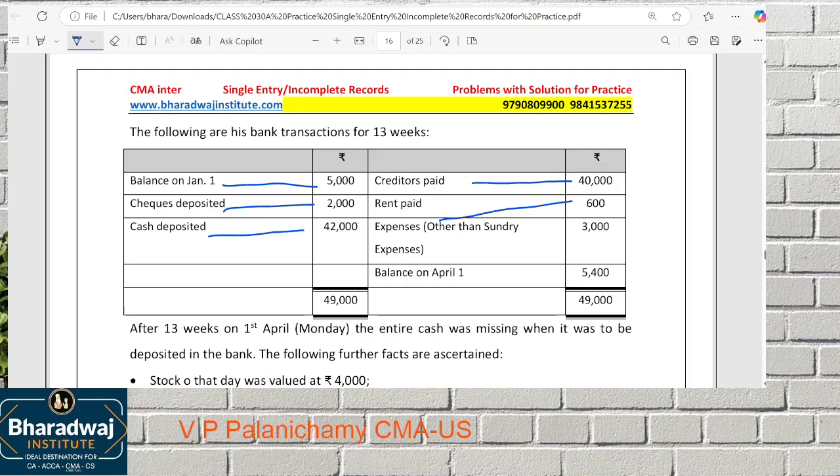Do they ask you to prepare P&L account and balance sheet? Only the cash missing. So what do you have to do? Prepare debtors account, creditors account, then find out the cash sales based on the profit margin. Prepare the cash account, find out the missing cash, that's all. No need to prepare trading P&L account and balance sheet. Do it only if they ask. They ask you to find out only what? Cash missing.